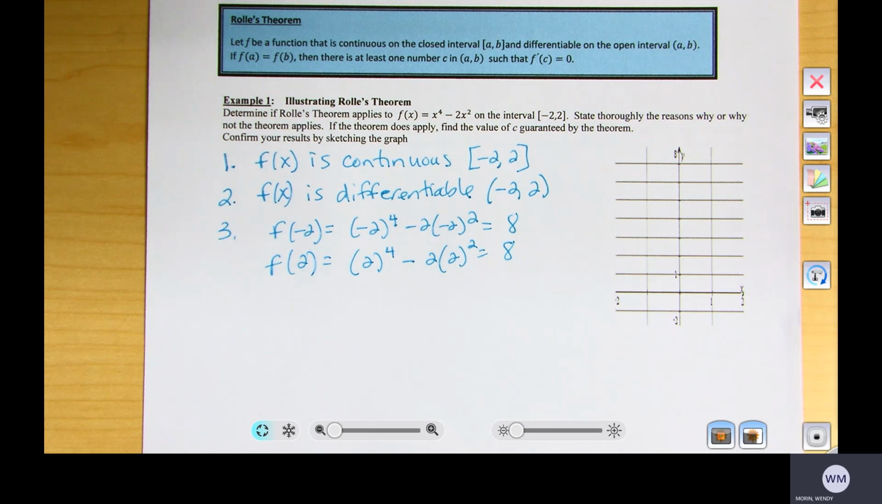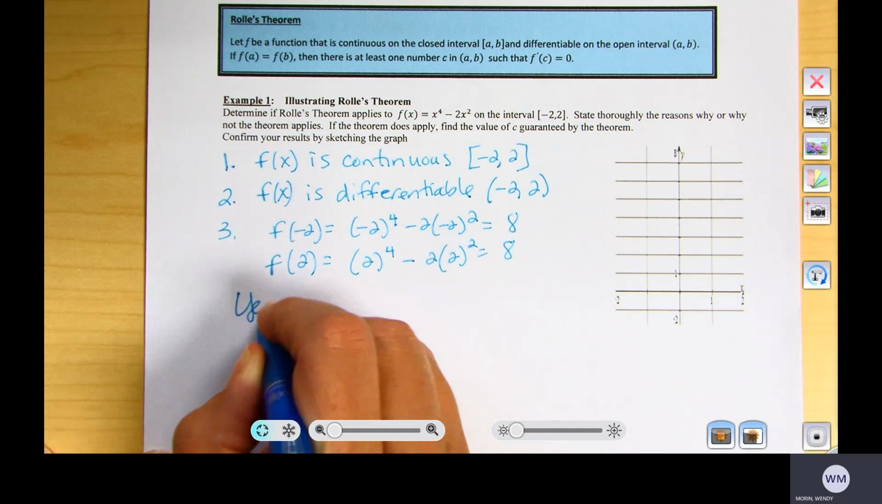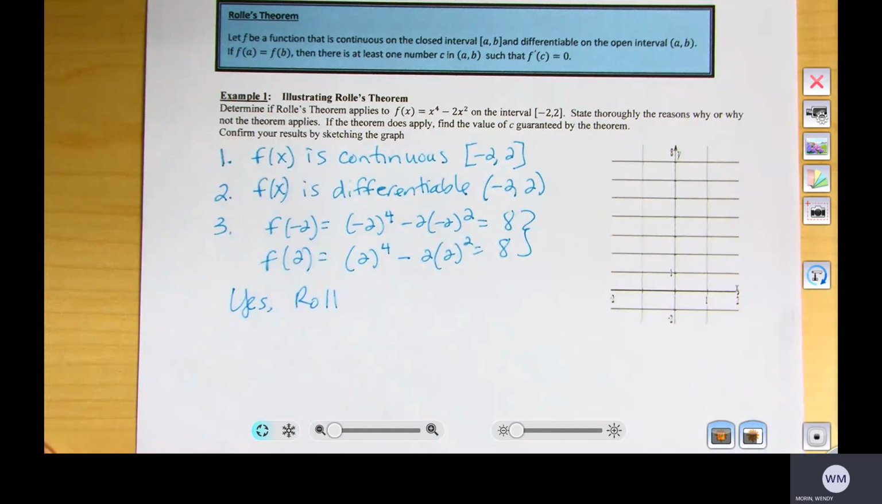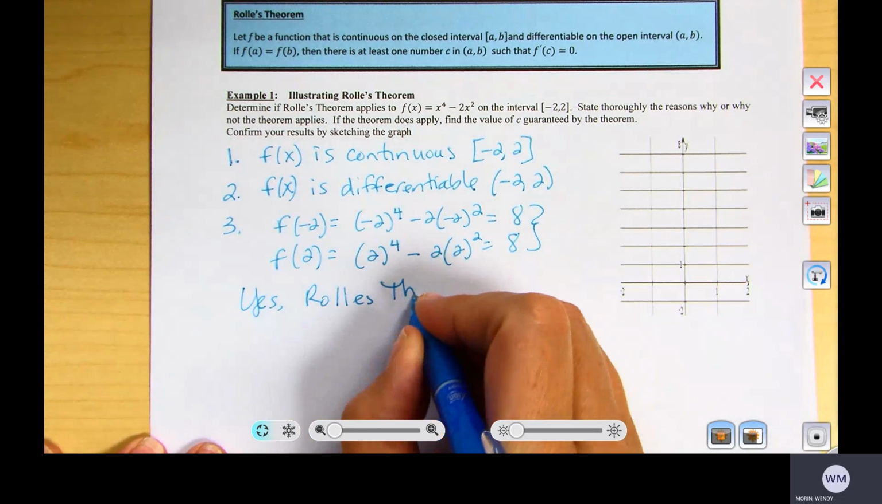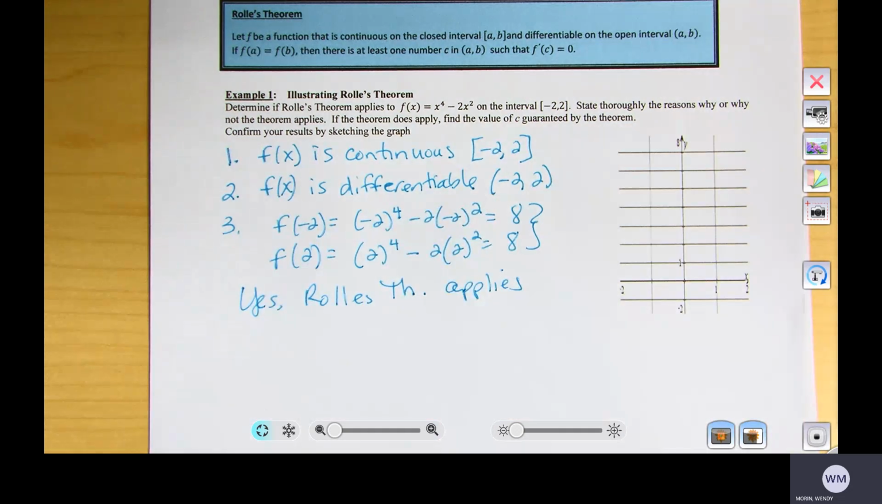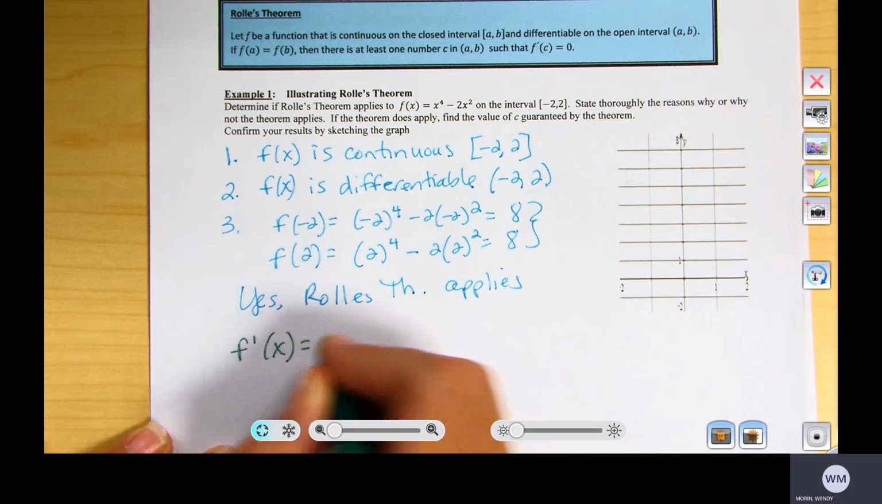So we can use, yes, Rolle's theorem, because these are equal. Rolle's theorem applies. Okay? So let's go ahead and find the derivative of f of x. Now that we know it applies, let's go ahead and see where it happens.